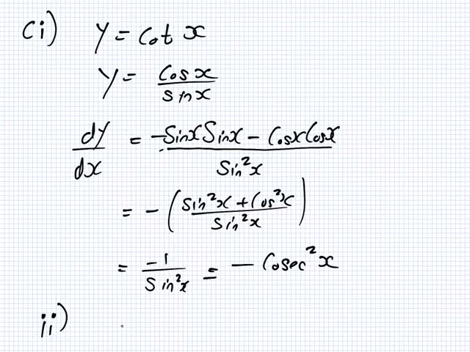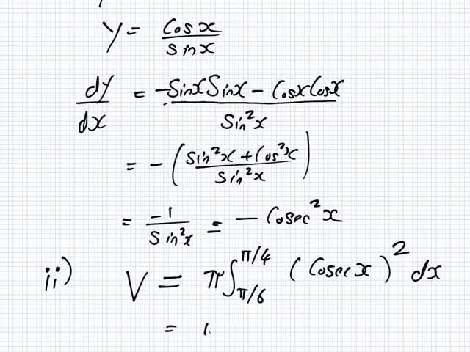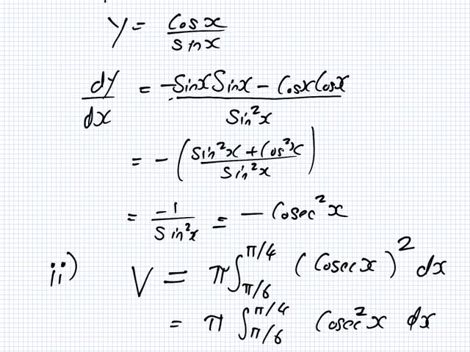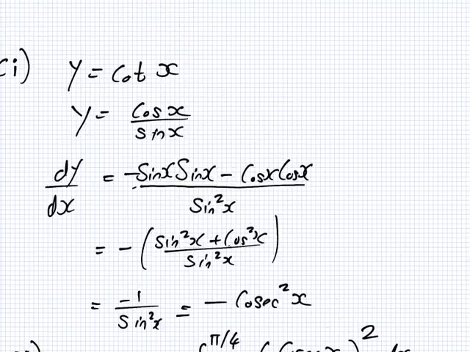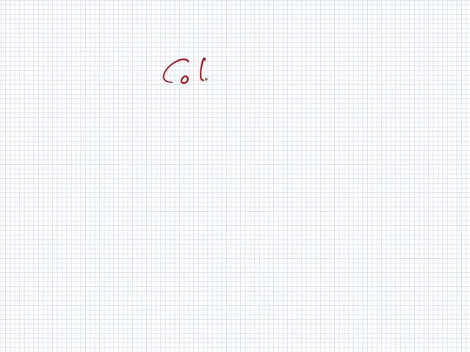Part 2 is they want you to calculate the volume. So the formula for volume is pi, integral from pi over 6 to pi over 4 of our function squared dx, and they want us to use cosec. So this equals pi, integral from pi over 6 to pi over 4 of cosec squared dx. Now you're supposed to use your answer from the last part. So if you look here, what's the derivative of cotan? It's minus cosec squared. So let me just write that on the side. Cotan x, its derivative is minus cosec squared x.